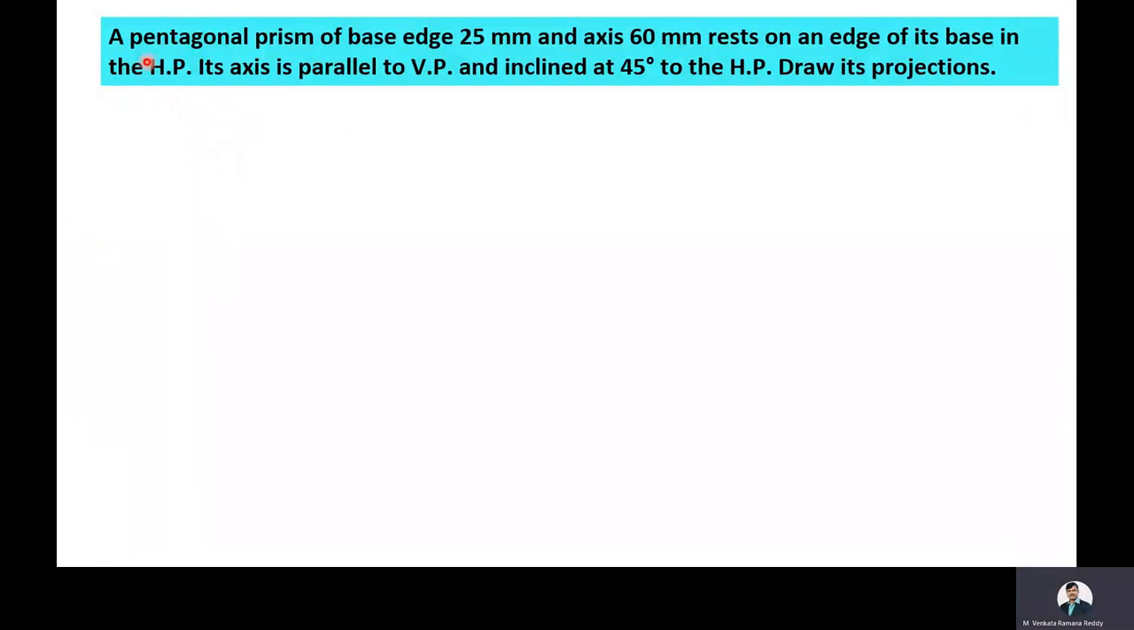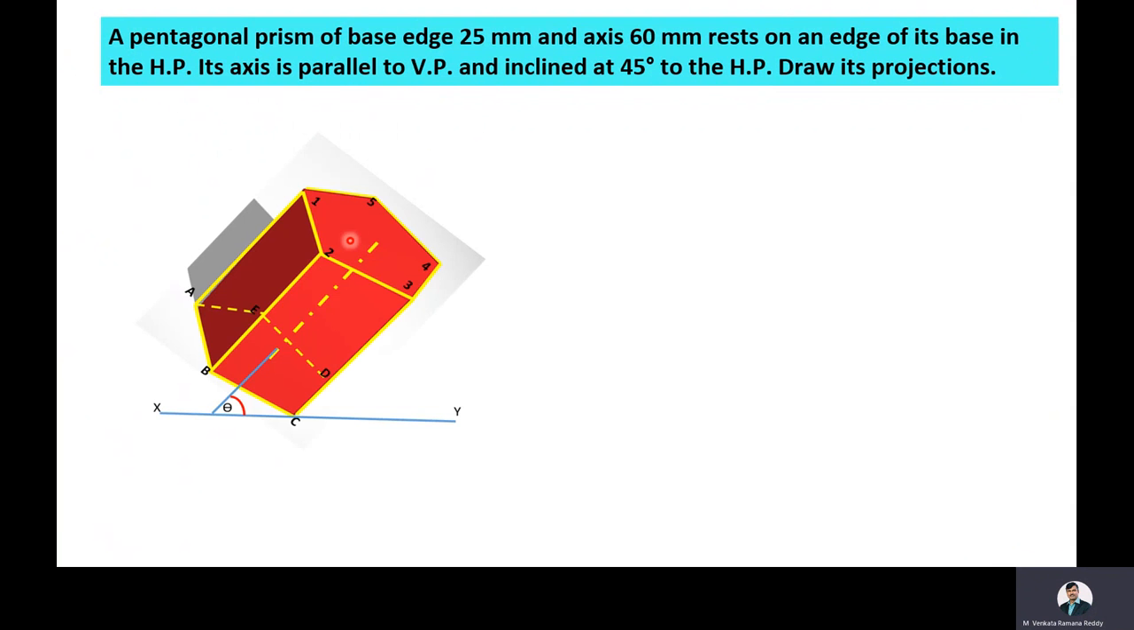In the problem, it is mentioned that the pentagonal prism is resting on its base edge in the HP and its axis is inclined at 45 degrees to the HP and parallel to the VP. Here, this is the pentagonal prism and it is resting on its base edge, say CD, on HP, and its axis is inclined at 45 degrees to the HP. Here, the theta value is 45 degrees to the HP.